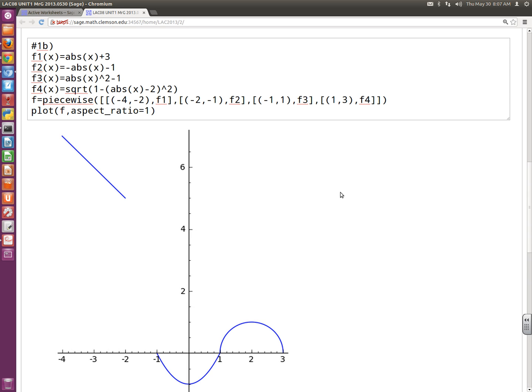See, that's a good question. Absolute value of the whole thing? Wait, can you even put f of absolute value of x into a piecewise? Yeah. Like, I don't think that turns out like this.